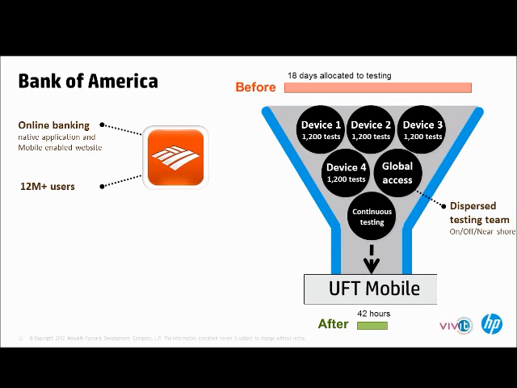So to solve all these problems, Bank of America adopted HP UFT Mobile, and from 18 days, they were able to reduce the testing cycle time to 42 hours. So you can see the amount of savings that one can get from adopting automated testing of mobile applications.